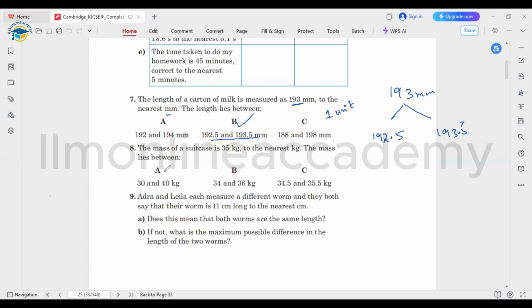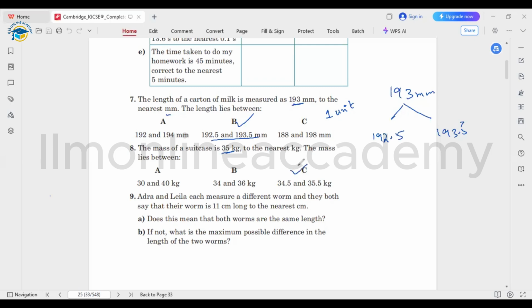Okay, next part number 8. They're saying the mass of a suitcase is 35 kilograms, to the nearest kilogram. Again, a similar unit, they gave us up to the 1 unit. And what they're asking is what the mass lies in between. So we need to check carefully which one will be the better option. First is 30 to 40. So this is exactly not according to this part. Okay, they gave us 34 and 36, that is according to the 1 unit, and 34.5 and 35.5.